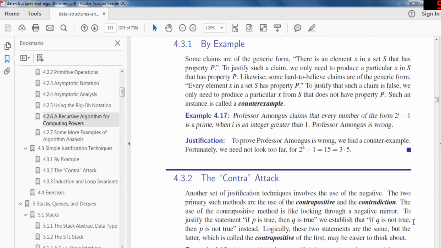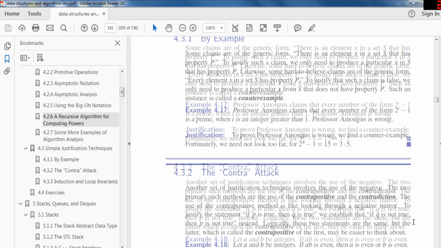So for example, Professor Amongus claims that every number of the form 2 to the i minus 1 is prime when i is an integer greater than 1. It's wrong, because you can prove him wrong by finding a counterexample. You just say 2 to the 4th minus 1 equals 15, which is equal to 3 times 5. That's not a prime number, so that's why he's wrong.